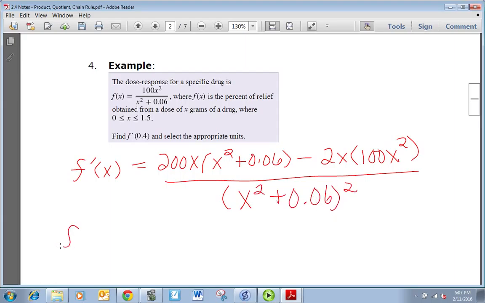Again, we don't have to simplify. We just need to plug in 0.4. So you put 0.4 everywhere you see an x. And if done correctly, you should get 99.17.